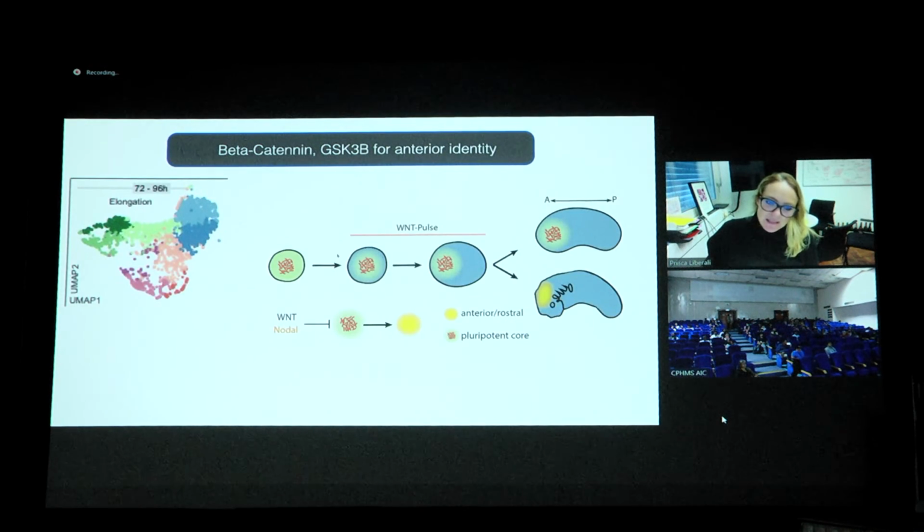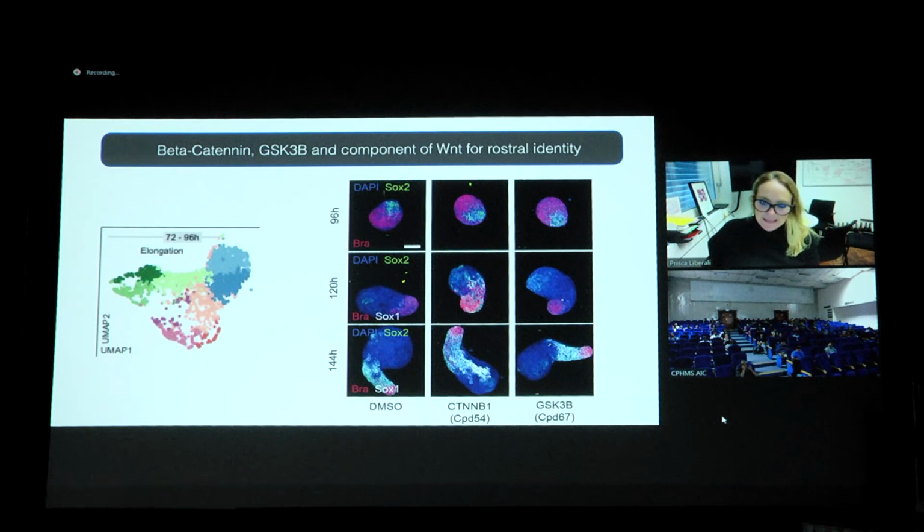And so the idea here is, when perturbing during the pulse or just after the pulse, to push these pluripotency core and ectopic pluripotency to a more anterior and rostral identity. And this we are doing with the inhibition of it. Indeed, when you see here 96, 120, and 144, so we even have been pushing them even further, when we inhibit with beta-catenin or GSK, we have a much more anterior SOX1 population, as you can see here.